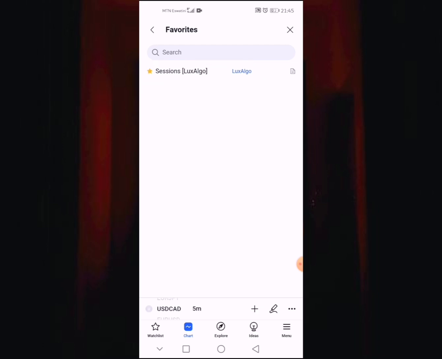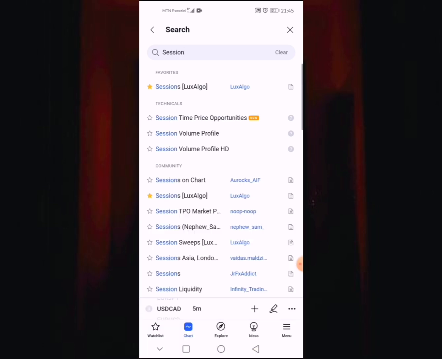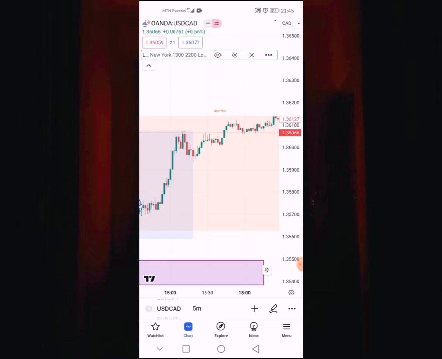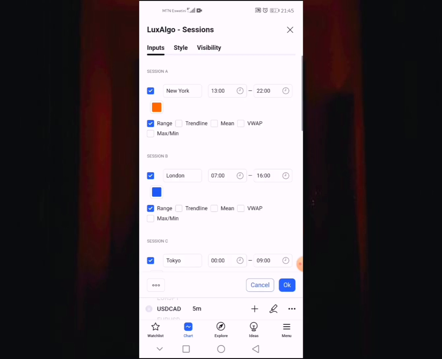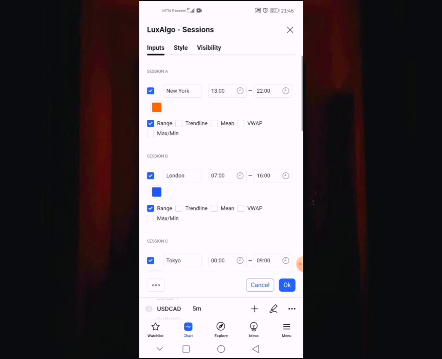The easiest way to find it, just go there and type sessions, and then that is the indicator. Okay, that one. Just click it once, it's going to appear here, and then you go to the settings of the indicator. Scroll to the bottom and check the last four boxes. You uncheck them. See that I have selected the New York session. If you are trading USDCAD alone, you can just select the New York session, because you are supposed to find your entry on the opening of the New York session.